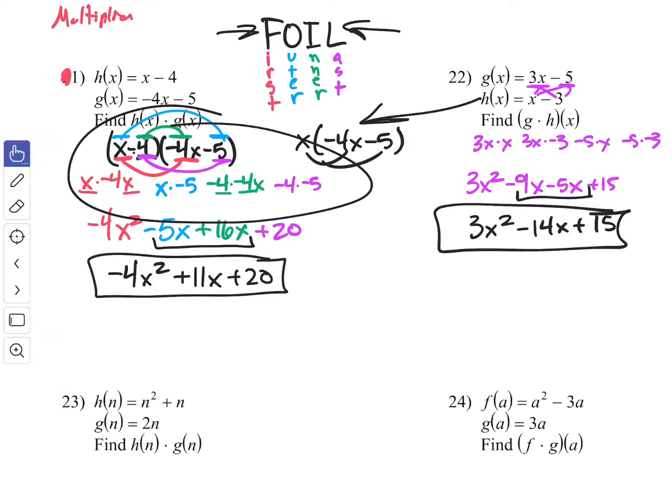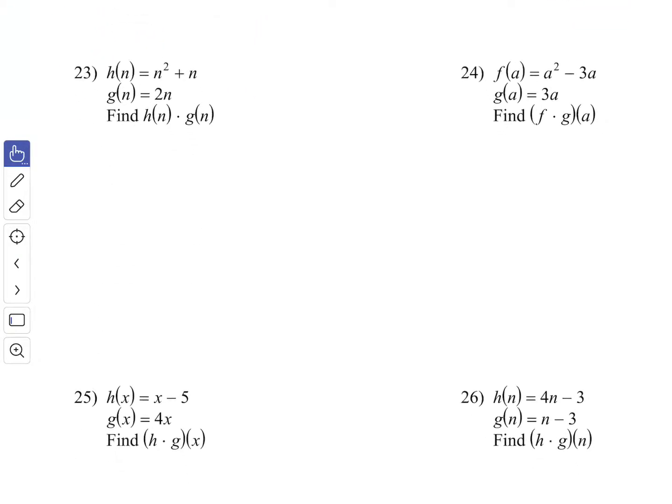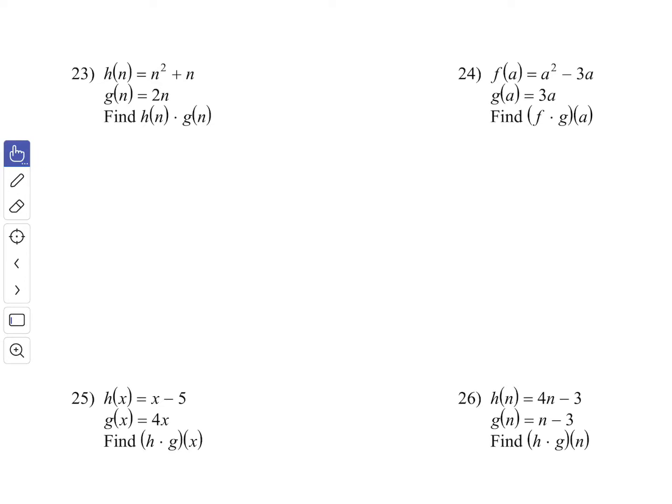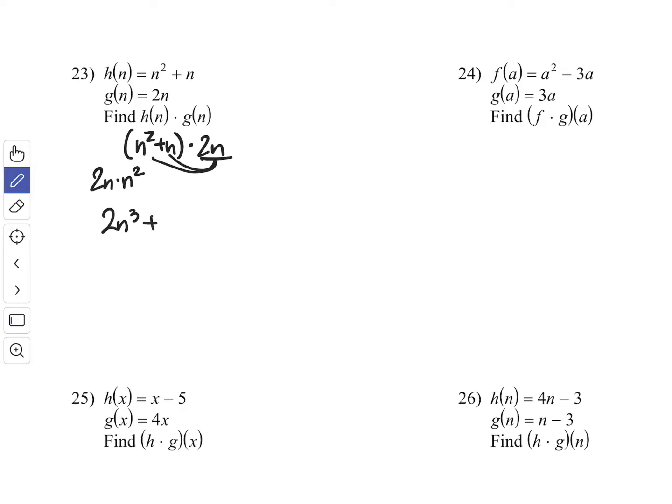Okay, so when you're dealing with ones like that you would want to use the FOIL, right, where you have 2 binomials. Okay, if you have something different like 23 and 24 and 25, it makes it a little easier, doesn't it? Because now you're just going h of n times g of n, which is n squared plus n times 2n. So here I just distribute. So 2n times n squared is 2n cubed. Then 2n times n is 2n squared, right? Can't combine those. There's my result.